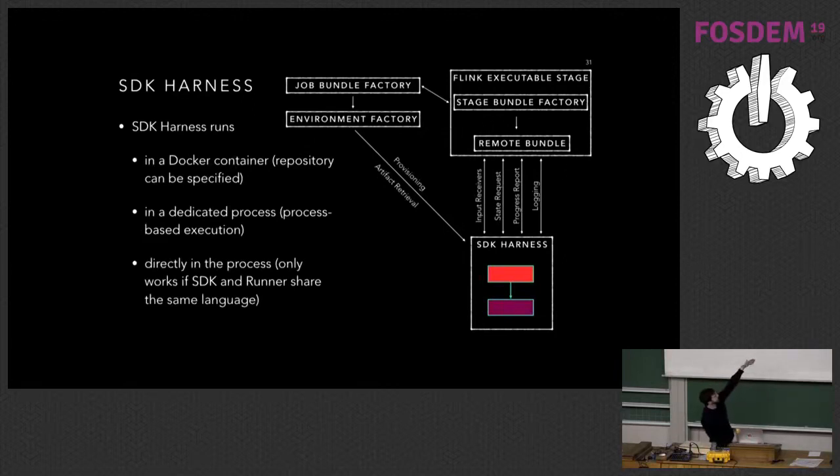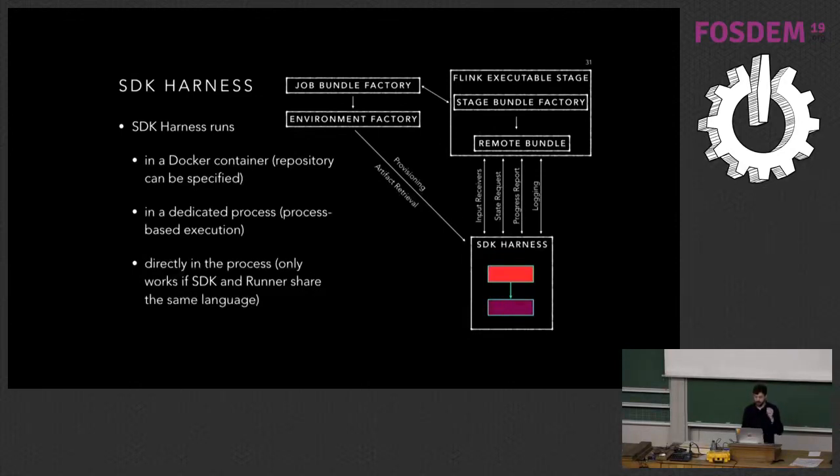So there's a lot happening, a lot of communication between the backend and the SDK harness. Obviously we need to control, so we have a control plane, a data plane, we have a way to access state and report progress, and also logging. I mean, everything is logged, so you know actually what is happening inside that external process, because otherwise debugging it would be really hard.